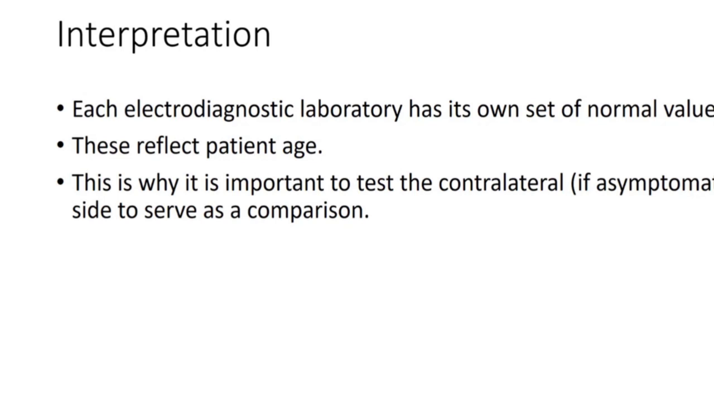And then ultimately, it's really important, if there is a complicated case, to have the contralateral limb evaluated as well, because this gives you a built-in comparison. So you can take a look at, say, the APB on the left compared to the right. And a lot of times, especially with carpal tunnel, they'll do left-right comparisons. And that can be diagnostic of a compression neuropathy.